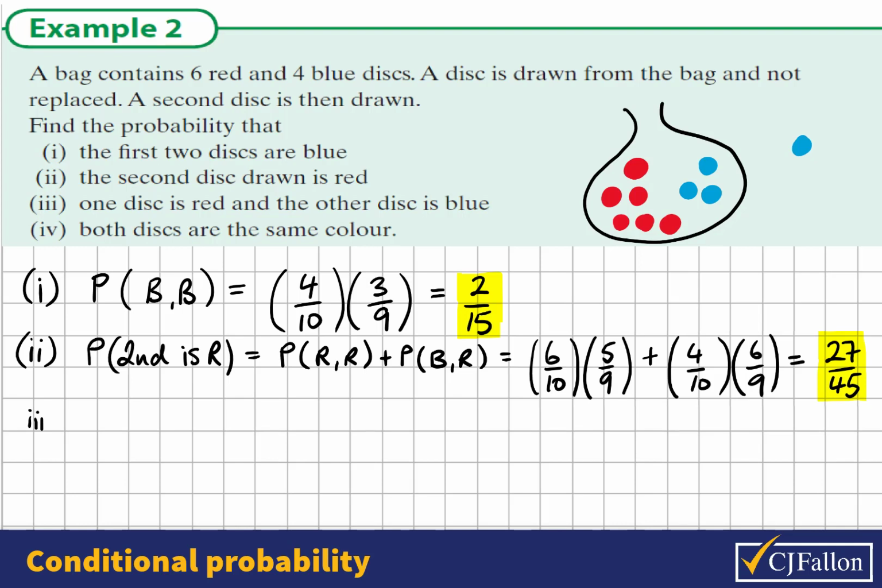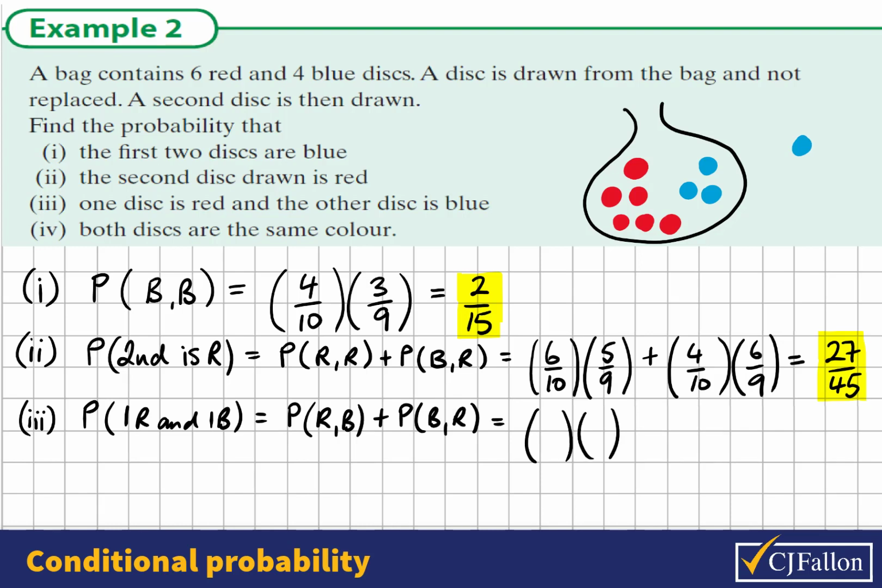The next part asks us the probability that one disc is red and the other disc is blue. So the probability that they're different colors. Again, there are 2 ways of doing this. So we'd have the probability of getting a red first and then a blue, or, then we add this together, the probability of getting a blue first and then a red.